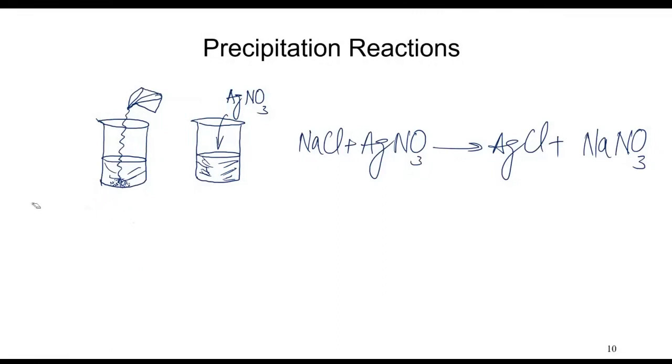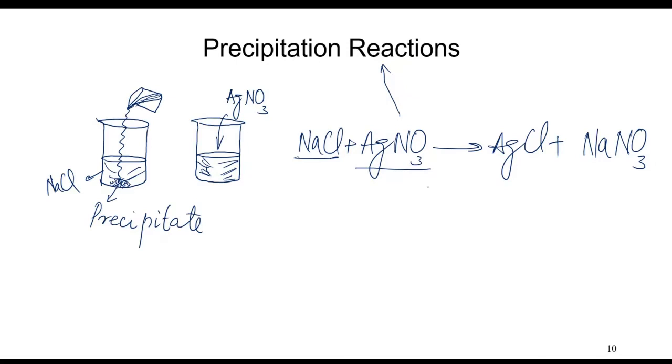Okay. Suppose we prepare two solutions. One is NaCl and the other is AgNO3 solution. When you mix these two solutions, after mixing, here you will find a white solid substance. This white solid substance is known as precipitate. And the reaction between these two solutions, between NaCl and AgNO3, is known as precipitation reaction.